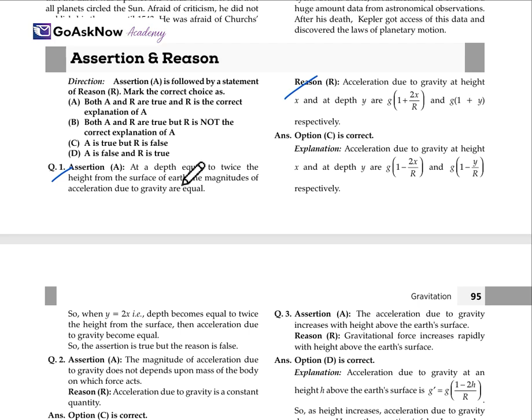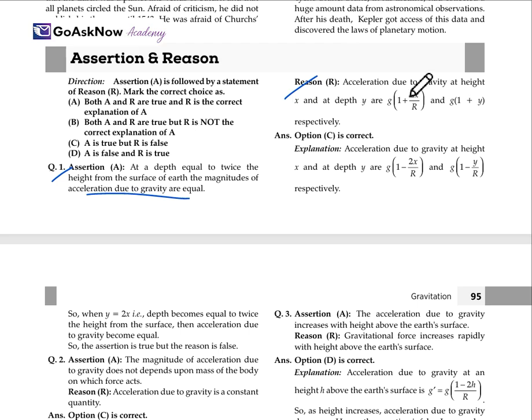See, the assertion is that at a depth equal to twice the height from the surface of the earth, the magnitude of the acceleration due to gravity is equal. And the reason is that the acceleration due to gravity at height h and depth y is g(1 minus 2h upon R) and g(1 minus y upon R) respectively. So this is all about the reason. Firstly, we can conclude that they are not related, so obviously option A will not be the correct one.